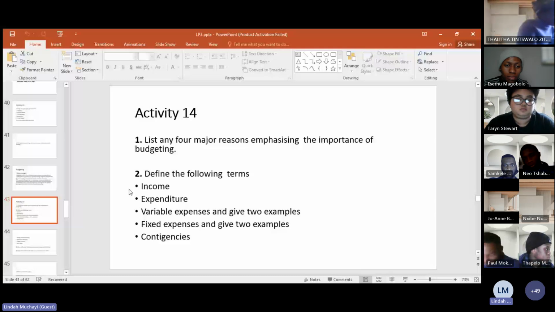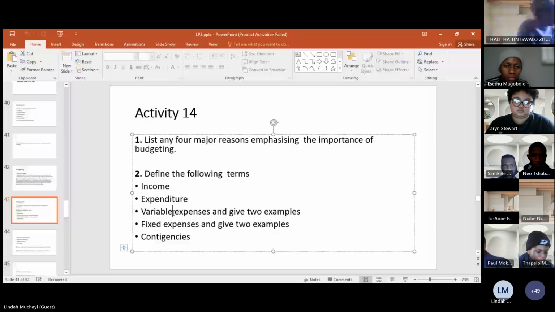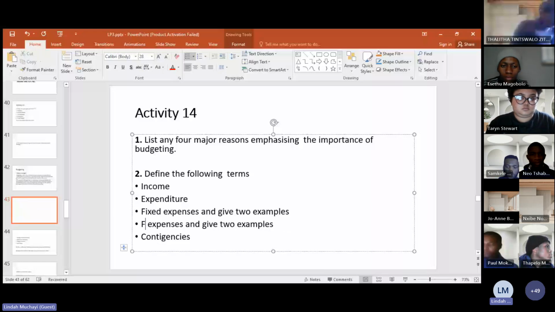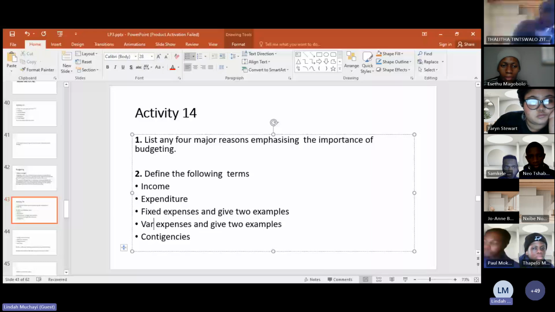You define what fixed is fine. Okay, you can change also your slide. Let's start with fixed expenses, then we go to variable expenses because they're the ones which don't change. It's just a small change. Then the next will be variable expenses. So let's start with fixed expenses. You can change that on your side. Fixed expenses and give 2 examples. Variable expenses and give 2 examples.